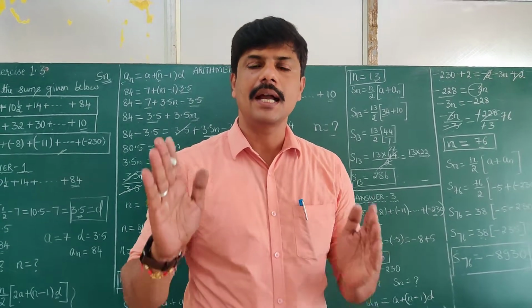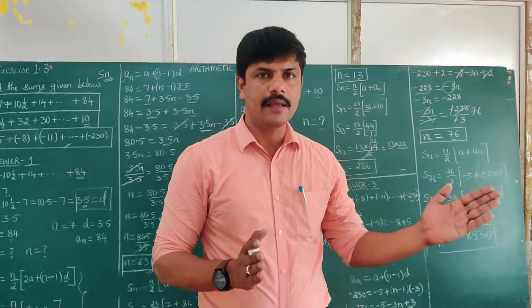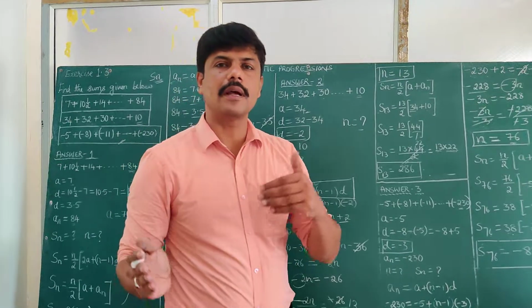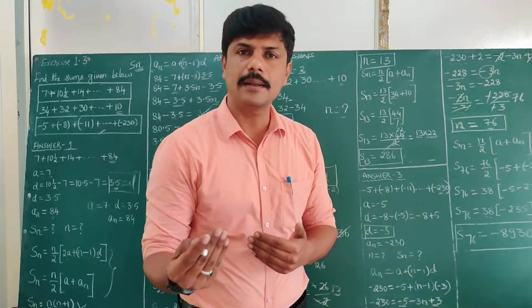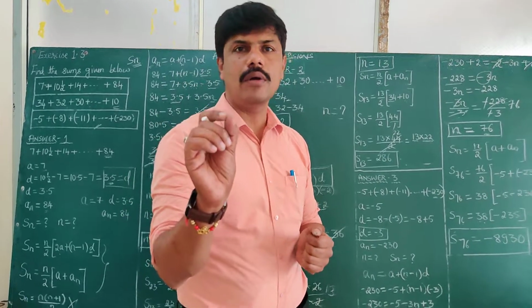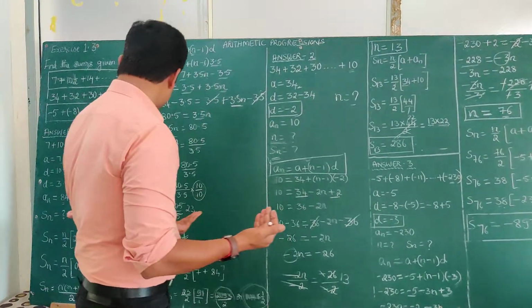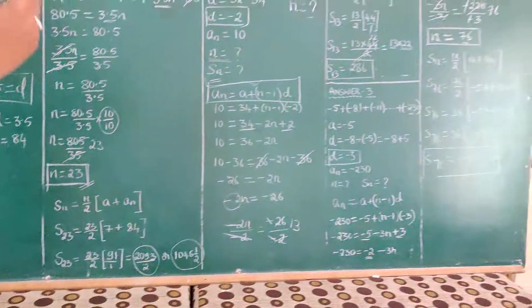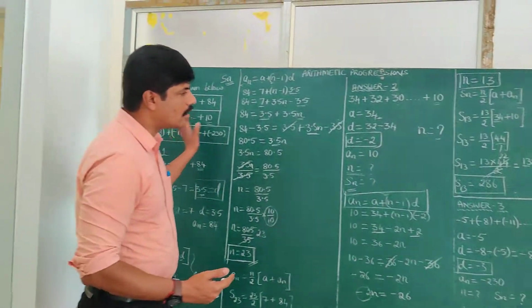Two steps, remember. Collect the data, the last term is given. So you apply the last term formula, which means the nth term formula, and you will get the n value. Once you get the n value, go for the substitution with either of these equations so that you get the sum of the given terms. Understand, children? Thus we got the solution.